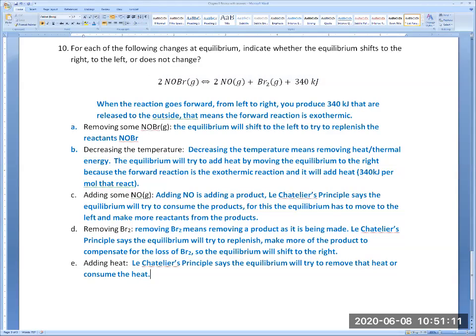When you're going to the left, you're using the 340 kilojoules, and they are being used because they are necessary. It's an endothermic reaction when you go in the reverse reaction. So let's say that the reverse reaction is endothermic and will use the heat. So the equilibrium will shift to the left and do that endothermic reaction. We shift to the left to use the heat.